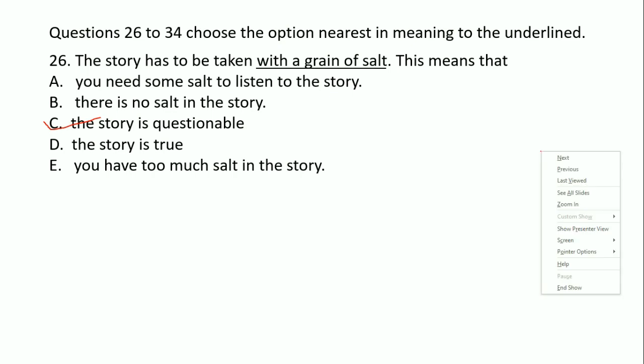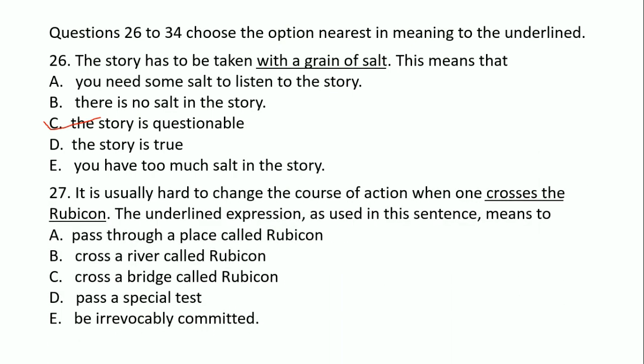Okay, let's move to the next question. It's usually hard to change the course of action when one crosses the Rubicon. The underlined expression as used in this sentence means to. First things first, you've got to understand what it means to cross the Rubicon. The expression cross the Rubicon means to make an irreversible decision or to take an action with consequences. So in this sentence, it is usually hard to change the course of action when one crosses the Rubicon. The underlined expression as used in this sentence means to be irrevocably committed.